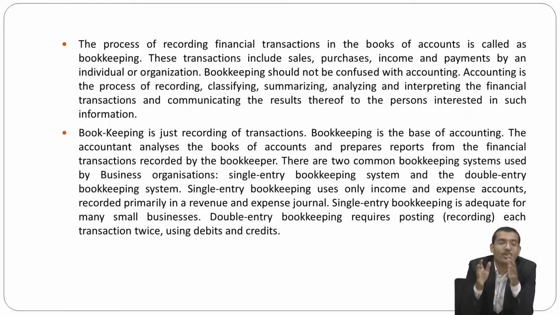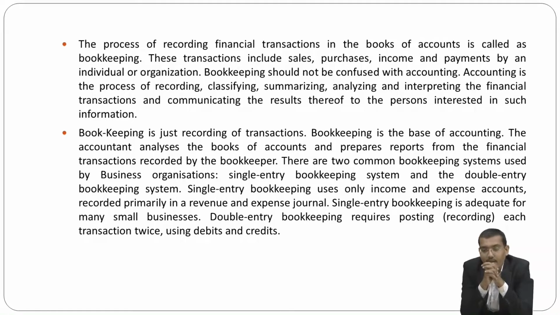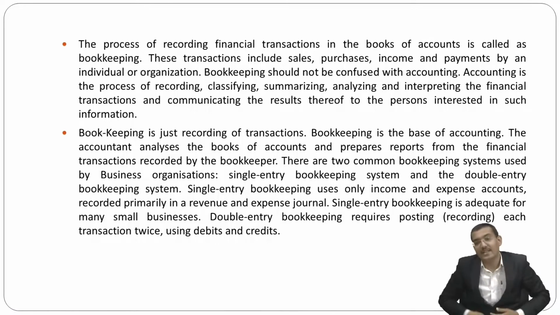The single entry bookkeeping system uses only income and expense accounts, and records primarily revenue and expense journals. The single entry system is adequate for small business units. The double entry bookkeeping system requires the recording of each transaction twice, using the rule of debit and credit.